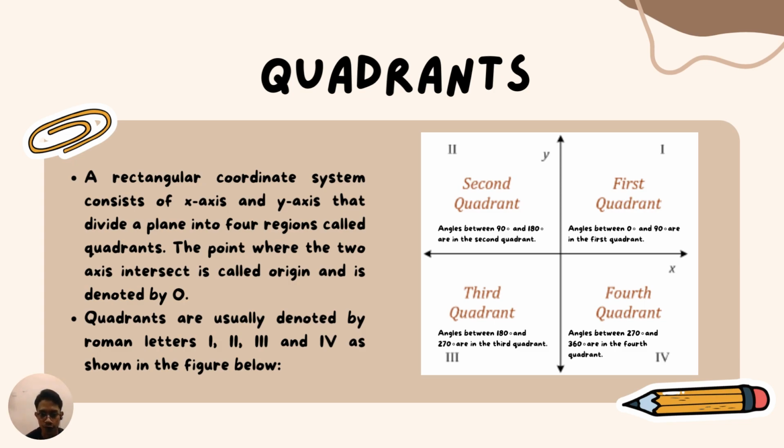I will explain about the signs in each quadrant. The first quadrant is all positive, which is sine, tangent, and cos. In the second quadrant, only sine is positive. In the third quadrant, only tangent is positive, and in the fourth quadrant, only cos is positive. Next, to the next topic.